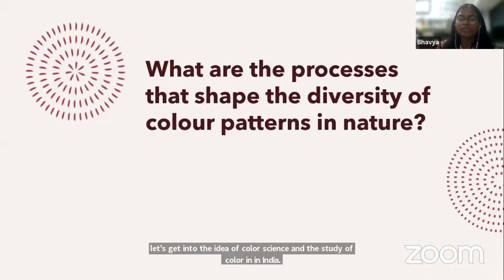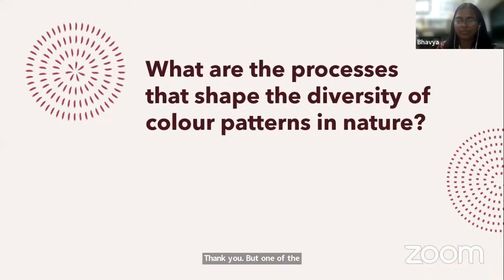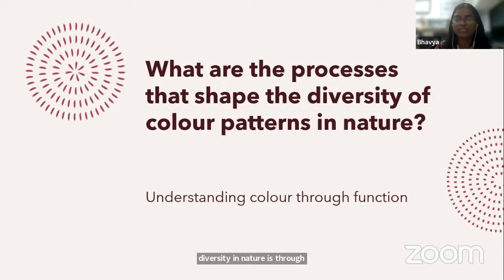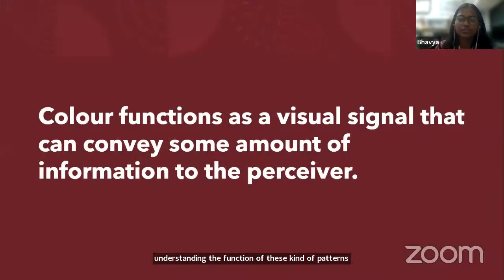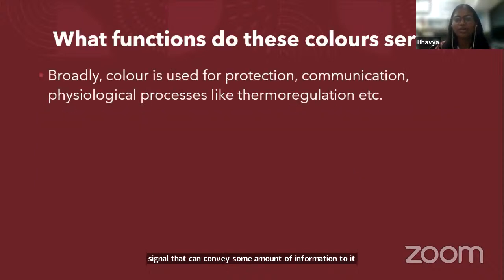One of the ways that we try to understand the diversity in color patterns, or basically how we understand the processes that shape diversity in nature, is through understanding the color through its function. So basically, one of the ways that we want to understand why there are so many color patterns is through understanding the function of these color patterns. And what exactly does that mean, right? So in a very general sense, color functions as a visual signal that can convey some amount of information to the perceiver of this particular color. And to get into more biological senses, broadly, we're trying to answer the question, what functions do these colors serve?